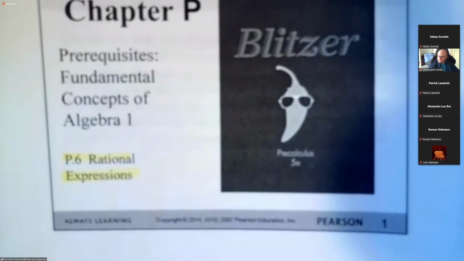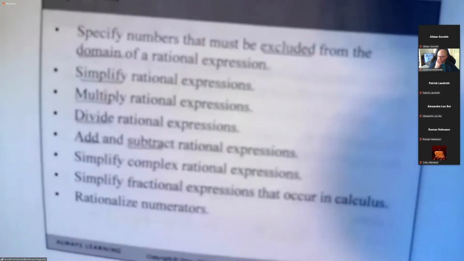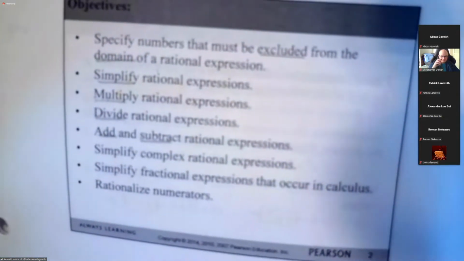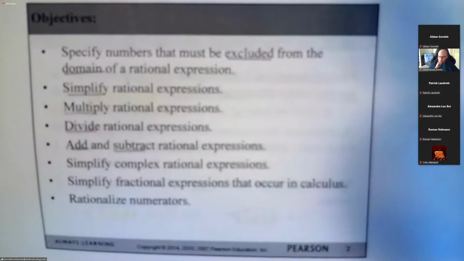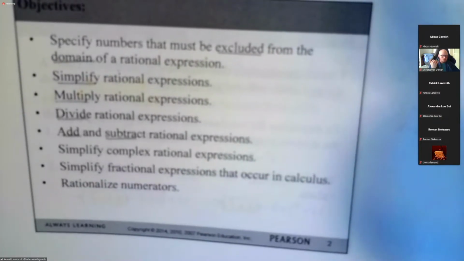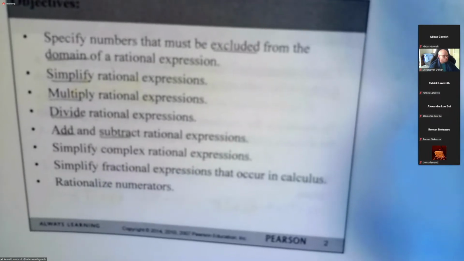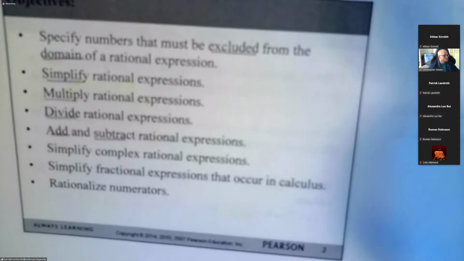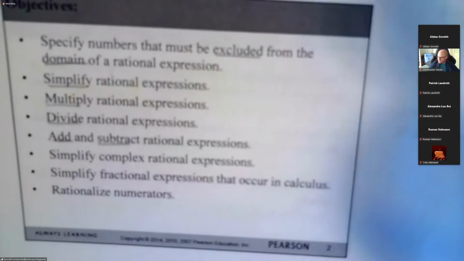P.6. In P.6, we're talking about rational expressions. The objectives are to specify numbers that can be excluded. We're going to solve some problems, but some of the values we're going to have to exclude for X. We're going to look at the domain of a rational expression and we're going to simplify them. We want to multiply, divide, add and subtract them. And we want to look at simplifying complex rational expressions, simplifying fractional expressions that occur, and rationalizing numerators. So we want to look at all these concepts in P.6 rational expressions.